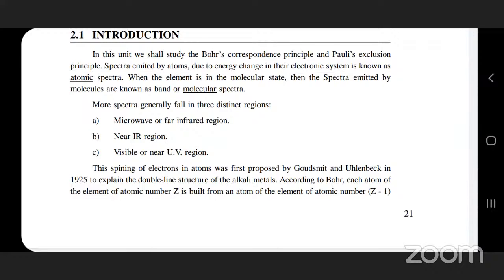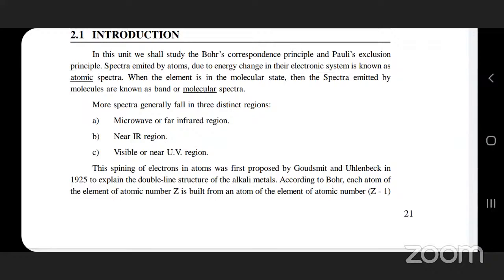If you observe the band, you can easily find how the spectral lines are close to each other. That is to be noted here. So when they speak about the band, definitely you have to say that the band includes the molecular spectrum.